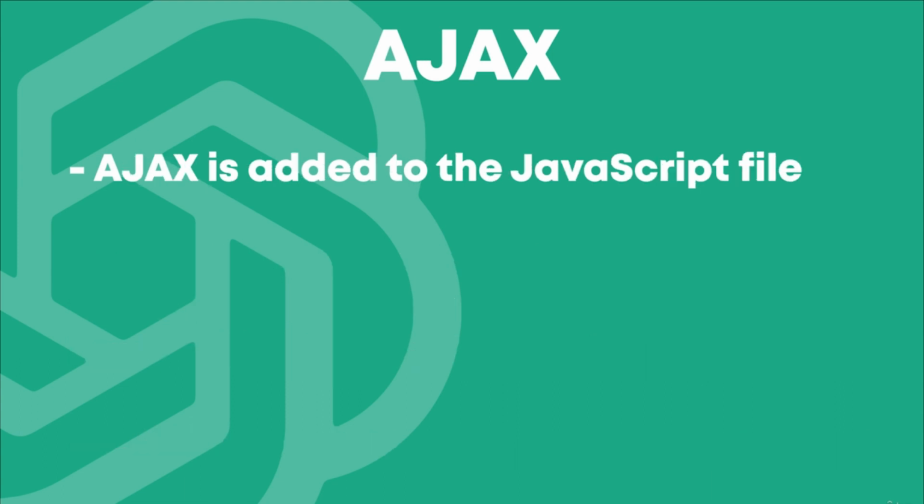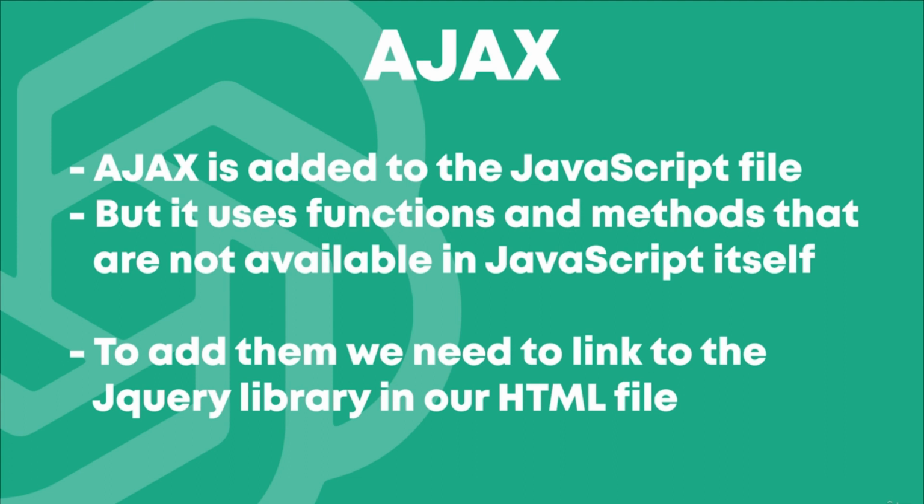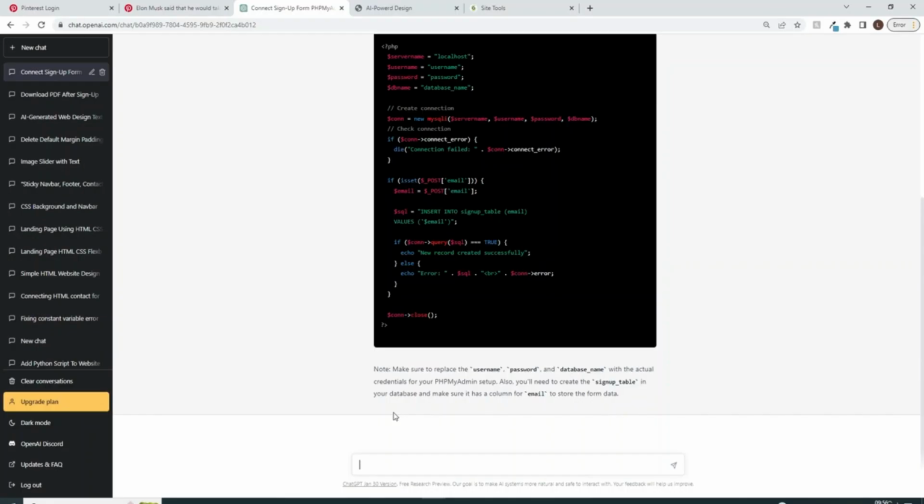You can implement AJAX simply in the JavaScript file we already have, but the functions and methods that AJAX uses are not available in the default JavaScript. So to get those functions, we have to link to the jQuery library in our HTML file. So let's ask ChatGPT to implement AJAX for us.